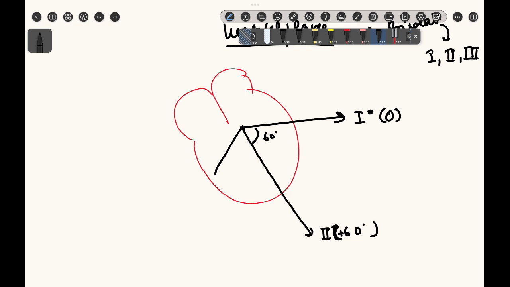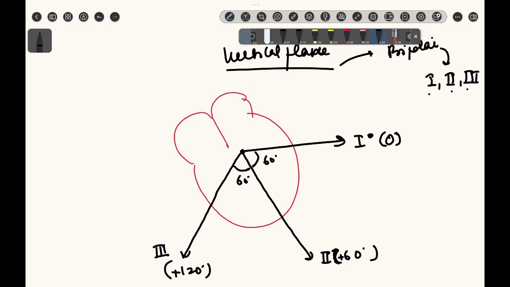Lead number 3 is 60 degrees to lead number 2. So if I compare it with lead number 1, this whole angle will be 120 degrees, but the question is plus or minus. It will be plus, because it is going towards the downward side of the heart, and as we go downward it becomes positive. This is lead number 3. So we have placed leads 1, 2 and 3, which also gives us the conclusion that leads 1, 2 and 3 form an equilateral triangle.